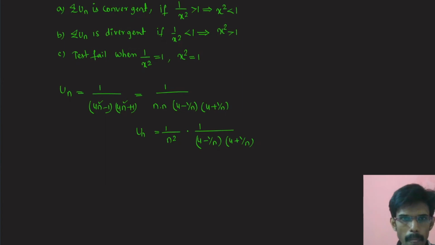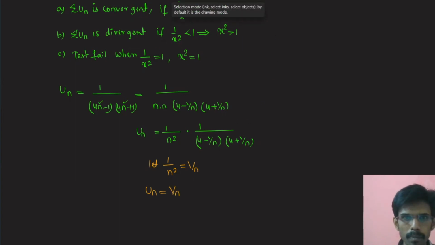Now take this 1 by n square as Vn by comparison test. So we have Un and Vn. Now copy this term.